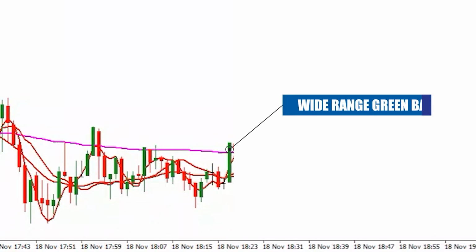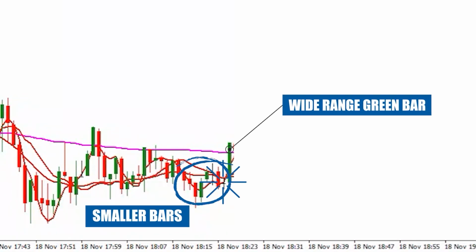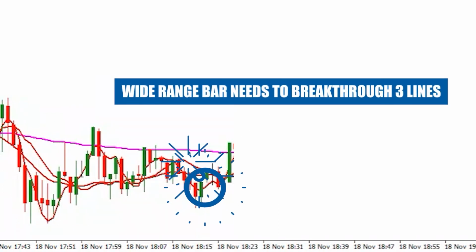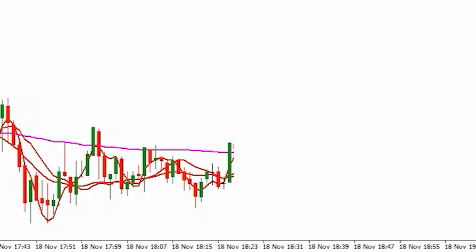The way you can tell it is a wide range is that the surrounding bars will be significantly smaller. Secondly, the wide range bar needs to break through at least 3 of the 4 lines on the chart, which ultimately signals price passing through multiple time frames, which makes our entry that much more powerful. And finally, we need to make sure that our influence line is sloping in the right direction. As you can see, it's beginning to roll over.